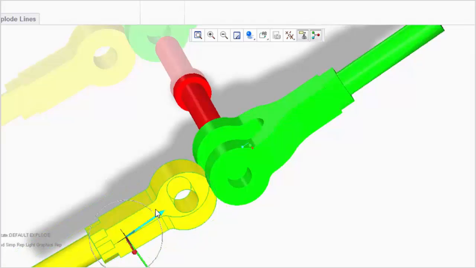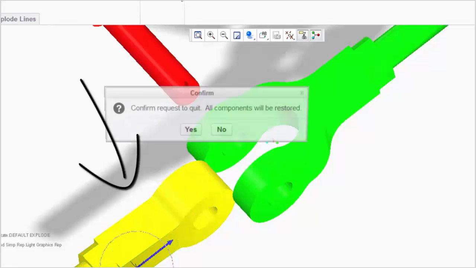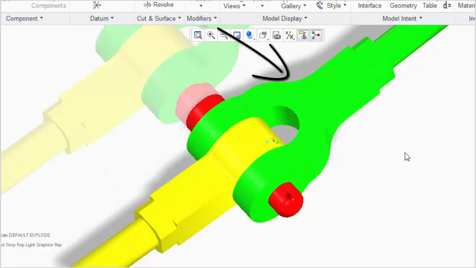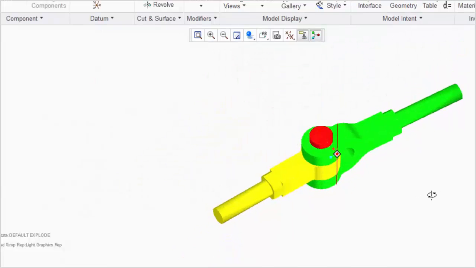Let's start with the parts introduction. The red part is known as pin. Yellow part is known as eye and green part is known as fork. In the assembly, pin tends to hold the eye and fork together.